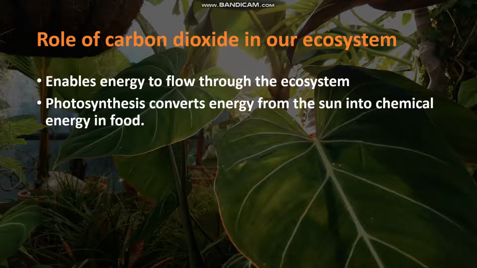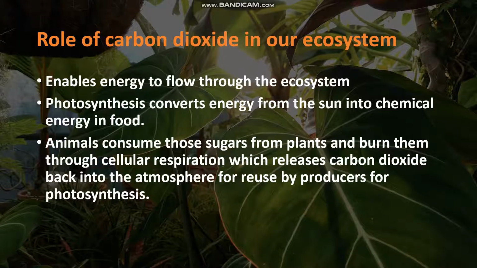Photosynthesis converts energy from the sun into chemical energy in food. Animals consume those sugars from plants and burn them through cellular respiration, which releases carbon dioxide back into the atmosphere for reuse by producers for photosynthesis.